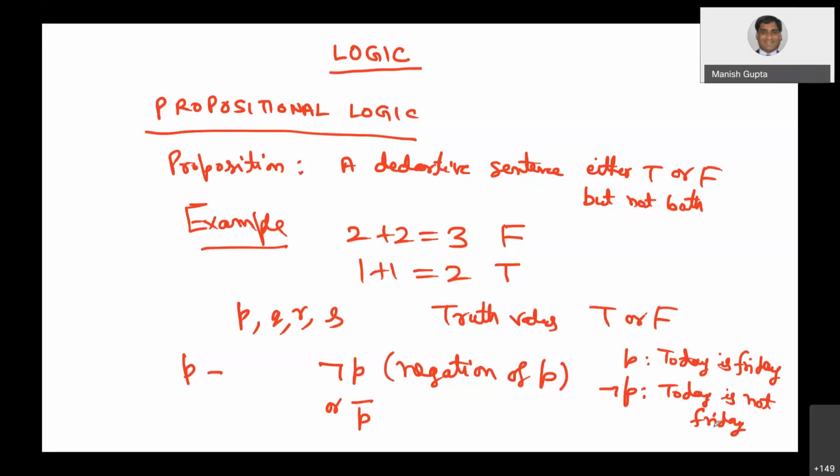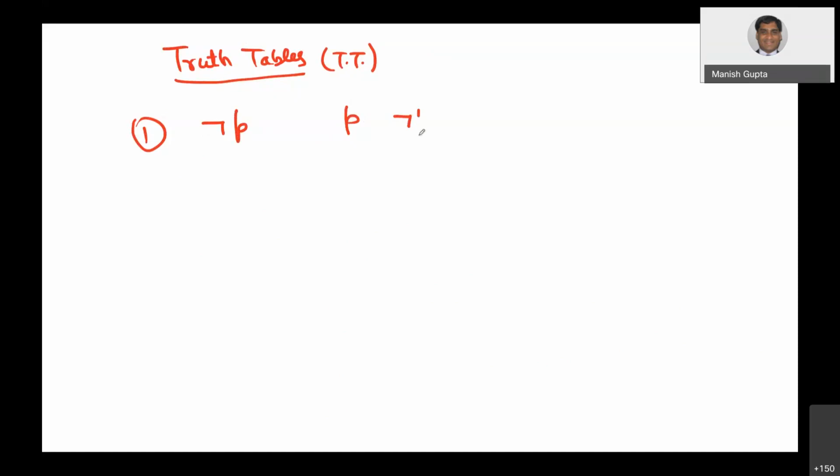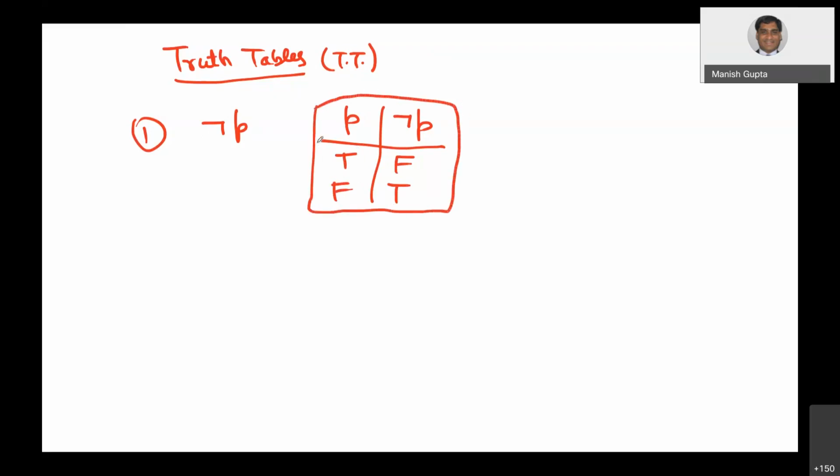In fact, I can describe these things with what are known as truth tables, and these are very useful things. Truth tables, we also call them TT. First, I can define the negation of P. If P is there, then we have the negation of P, and I can make a truth table. P is true, negation of P is false. If P is false, then the negation is true. This is known as a truth table.